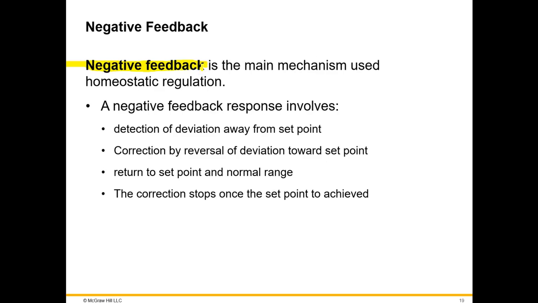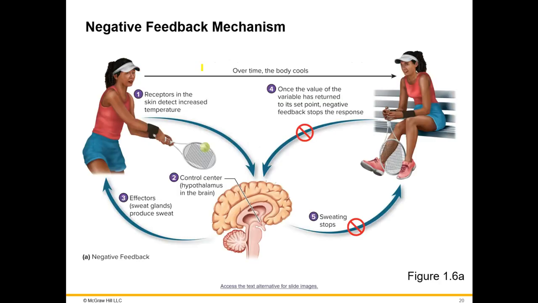So this is showing you an example using body temperature. Body temperature is maintained by negative feedback. We have receptors in the skin that detect increased body temperature. So this lady is playing tennis and she is getting hot. Okay, so her body temperature is rising because of her increased activity. So there are receptors in her skin that are detecting that her body temperature is going above the set point, too far above the set point.